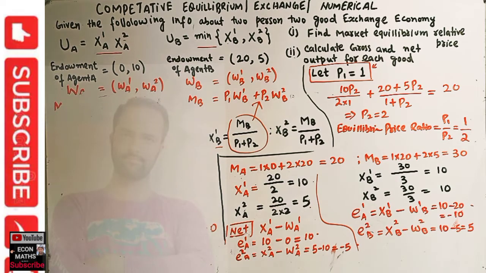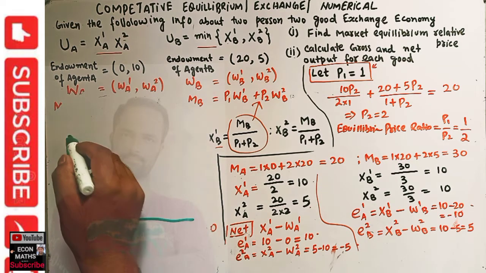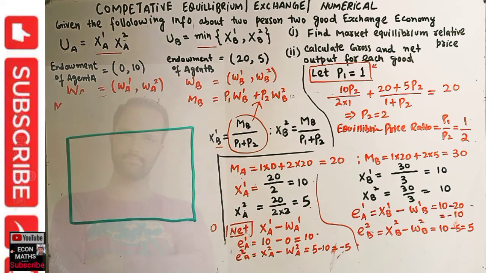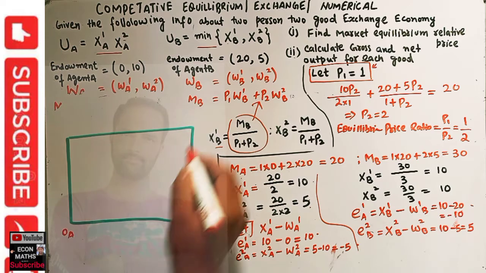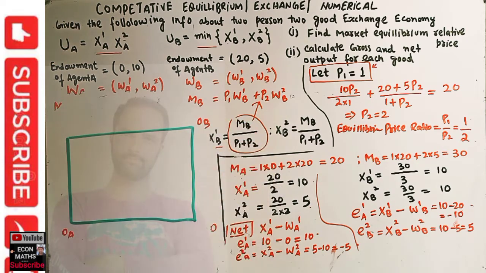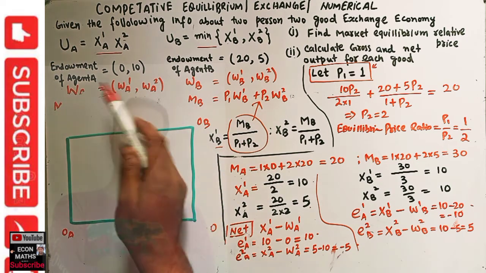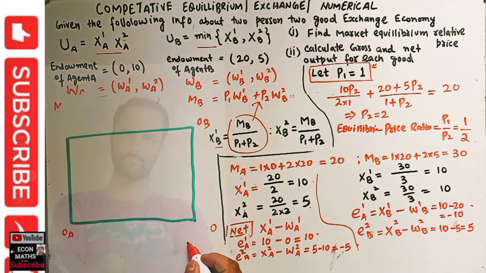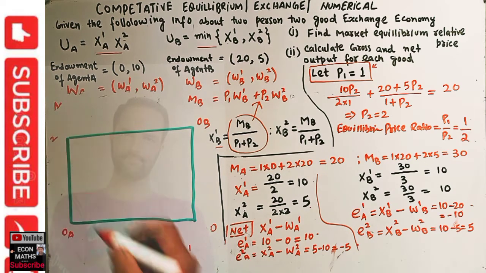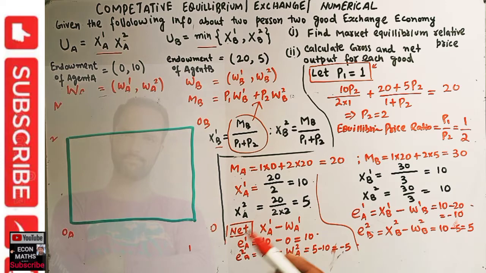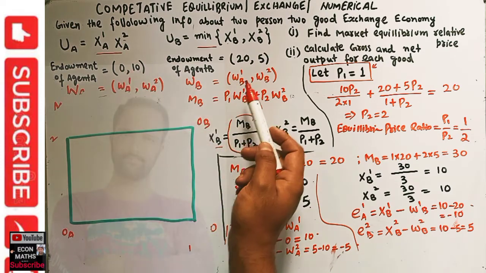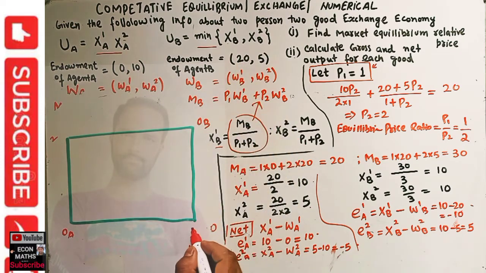Okay, so let me try to show this on an Edgeworth box also. So we will have a rectangular Edgeworth box. This is agent A, agent B. Now the total supply of good 1 is shown here, and good 2 on this axis. How many units of good 1 do we have? WA1 plus WB1, so we have 20, so the width will be 20.